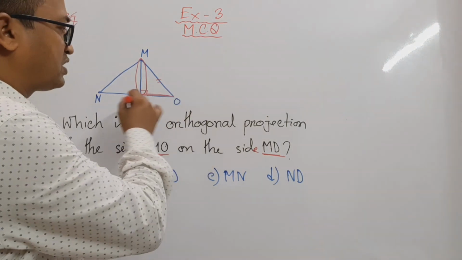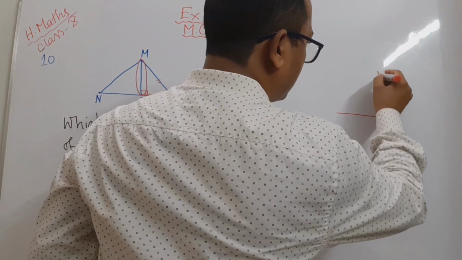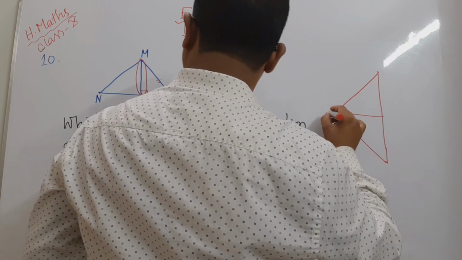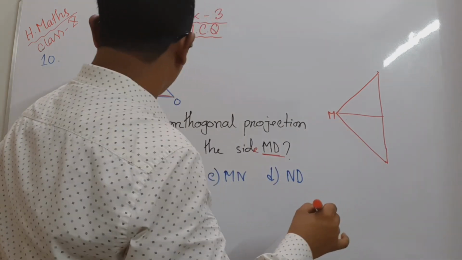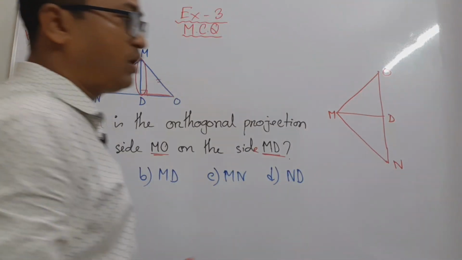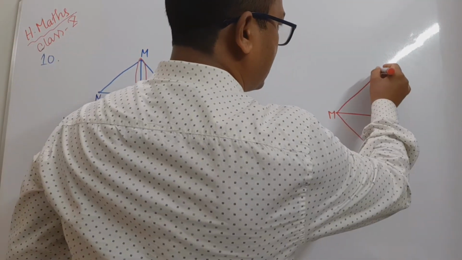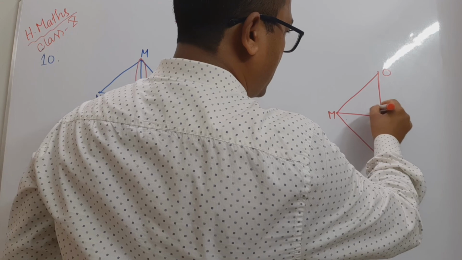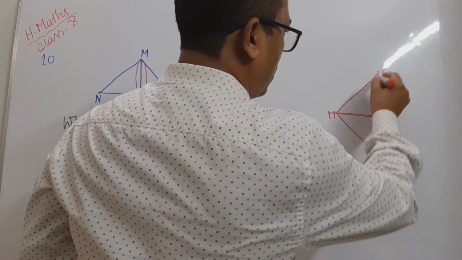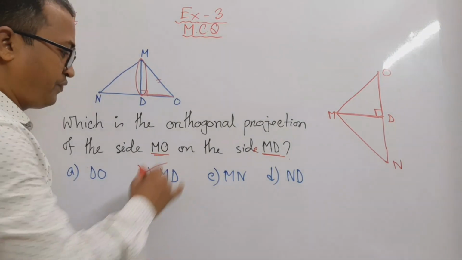Look, if I draw this figure like this, say this is M, this is N, this is D, O. So what is the orthogonal projection of MO to MD? Since OD is perpendicular to MD, so MD is the orthogonal projection of MO. So our answer is MD.